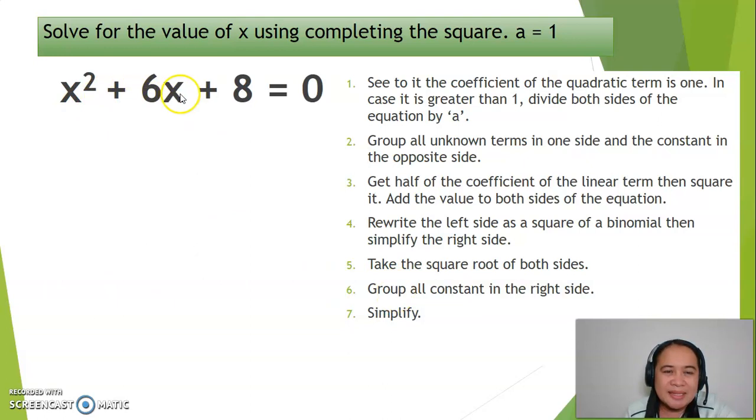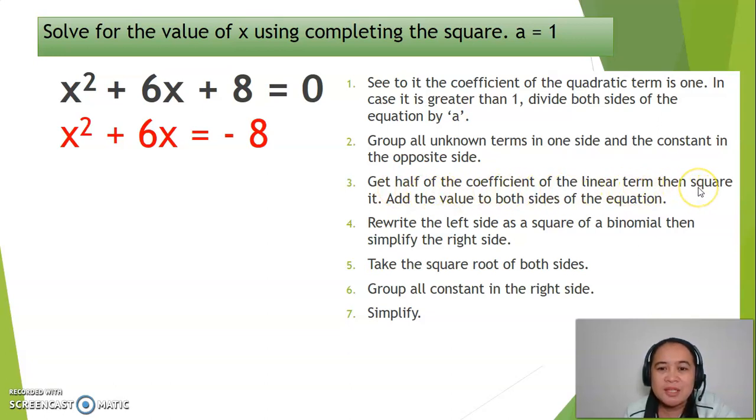x squared plus 6x plus 8 equals 0. In this case, the value for a is already 1. So therefore, we will group all the unknown terms on one side and the constant to the other side. So transferring 8 to the other side, it will become negative 8. Next step, get half of the coefficient of the linear term, then square it. So half of 6 is 3. And square 3, you will get 9. So add 9 to both sides of the equation.